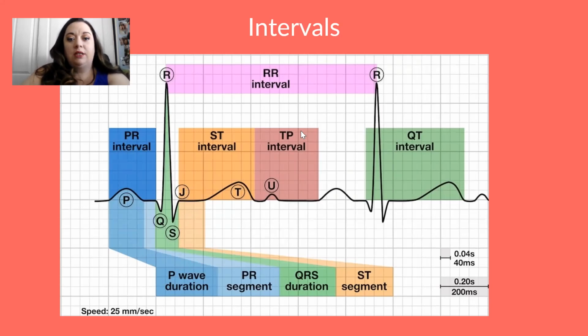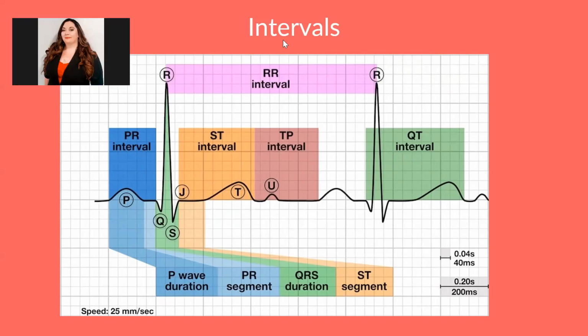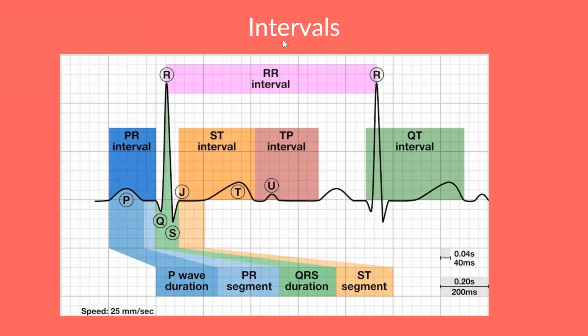TP interval, you never need to know. QT, we don't talk about it a lot. We don't typically measure it in a strip. If I'm just trying to figure out what rhythm they're in, I'm not really worried about this, but does anybody know what the problem is with the QT interval? If it's too long is usually the problem.